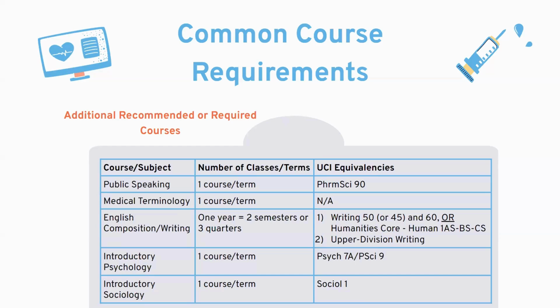So with Intro to Psych, you would be looking to take either Psych 7A or PSci, which is Psychological Sciences 9. And then for Introductory Sociology, that is just the Sociology 1 class.